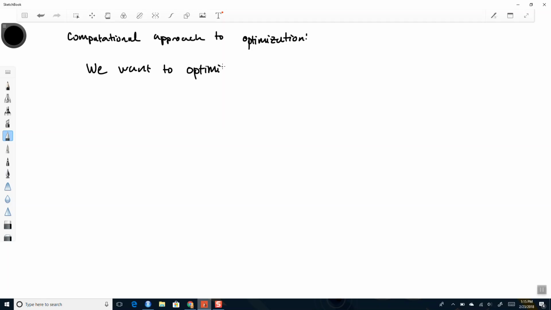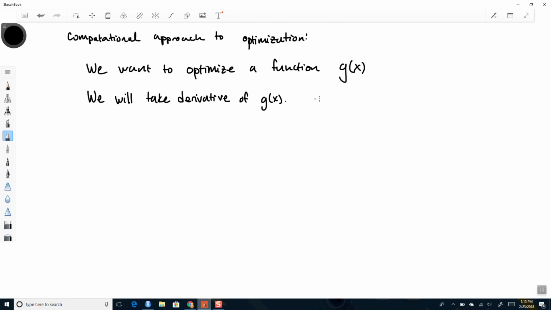So, this is the computational approach to optimization. Let's say we want to optimize a function g of x. Well, we have to do some math. We will take the derivative of g of x. So we will call g prime of x equal, and we'll call this f of x. So let the derivative of g of x be f of x.